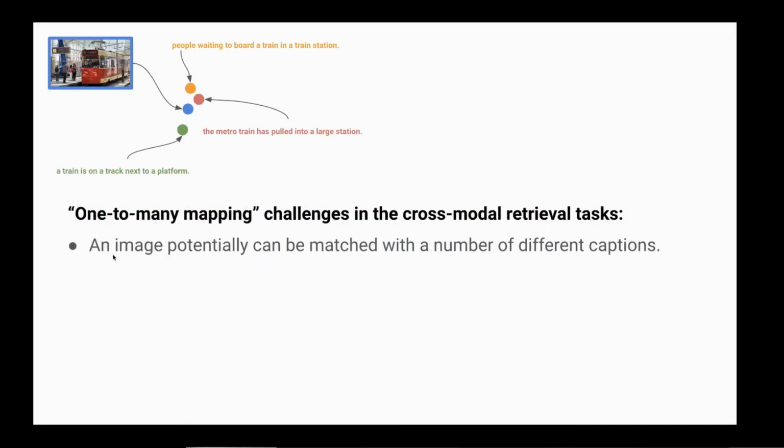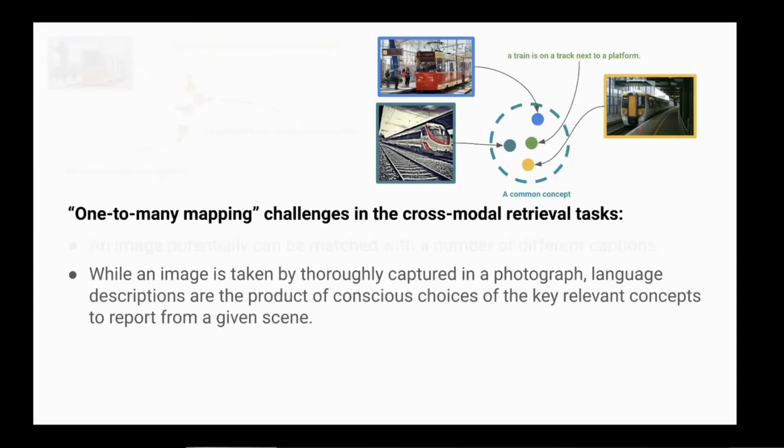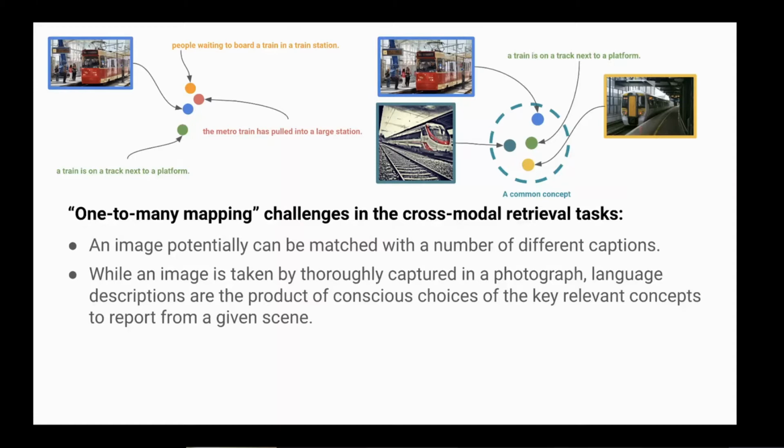First of all, an image potentially can be matched with a number of different captions, because people describe different things for the given image. And also the other thing is that an image is very exhaustive information, which means that we use a photographic sensor to capture whole pixels in the image, but for the caption, people just generate them by their own concepts. So they are actually biased, and also they are selective concepts, not containing whole concepts in the image. So these problems cause the one-to-many mapping challenges in this task.